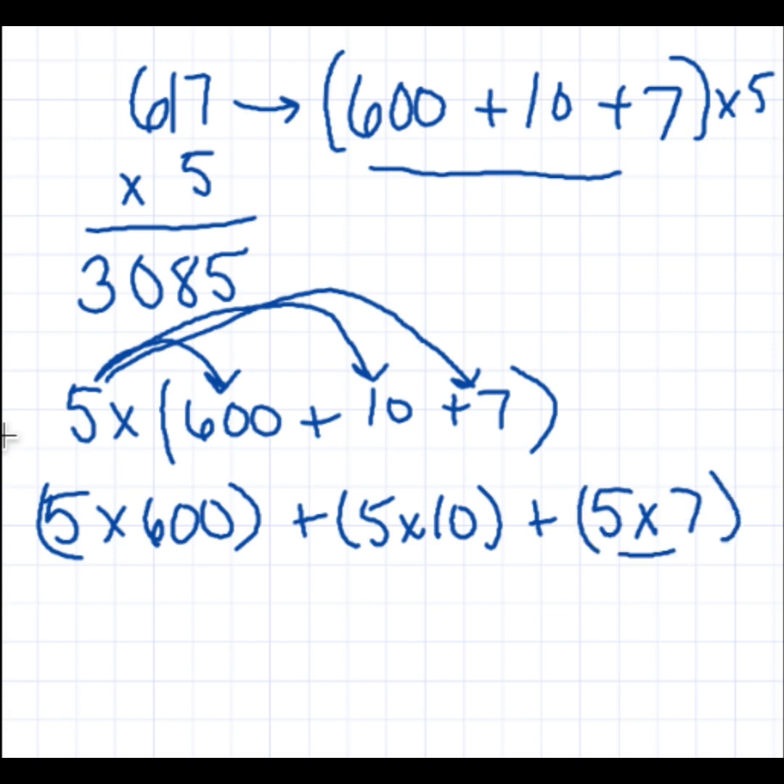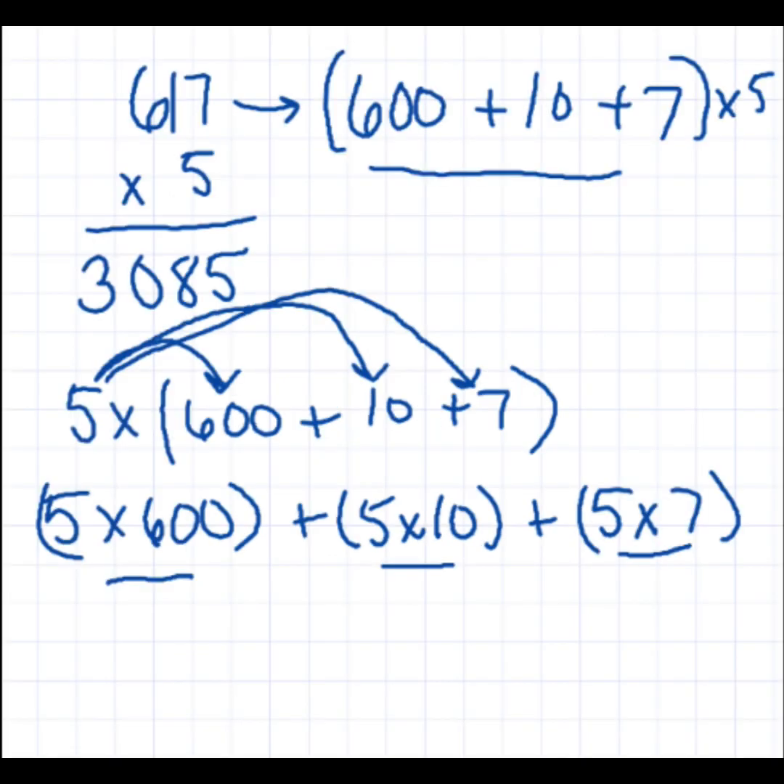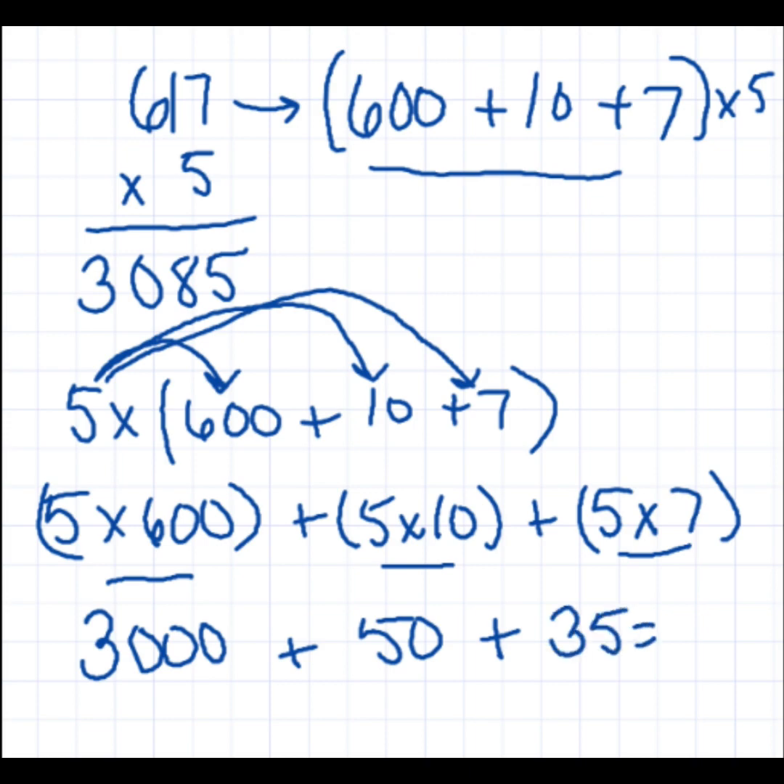Now look at each of these products. Those match our original partial products that we did on the other screen. 5 times 7, 5 times 10, and 5 times 600. So if we were to do this math, we end up with 3,000 plus 50 plus 35, which again gives us 3,085. So there you have it, partial products in summary.